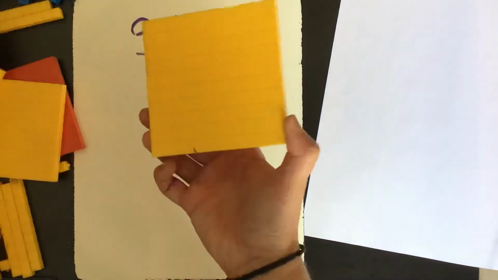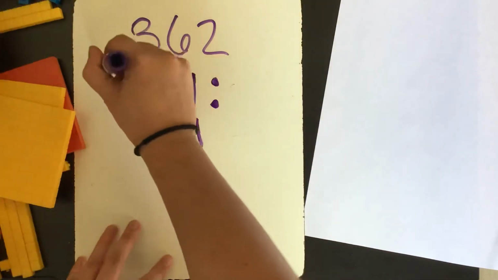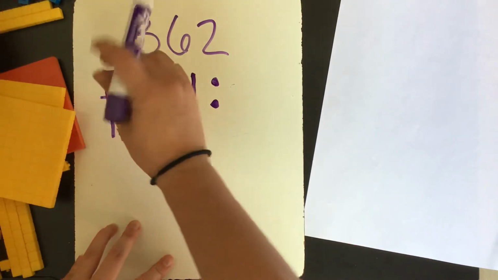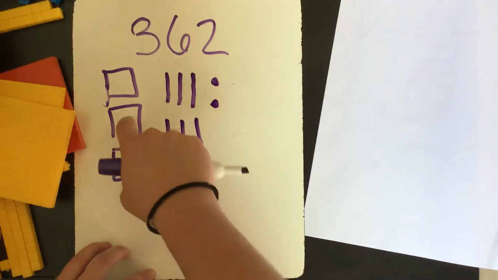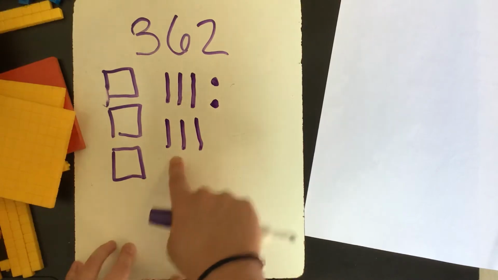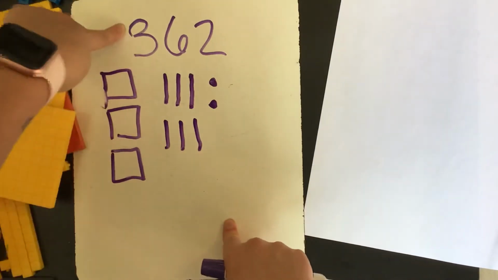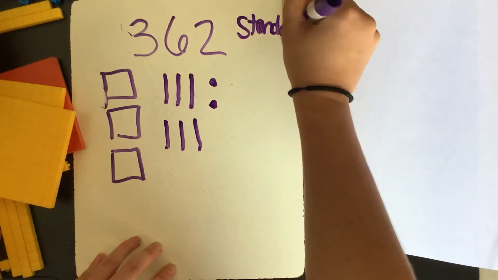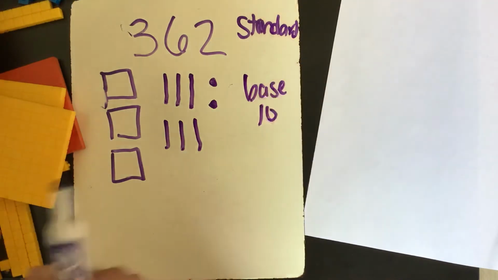Hundreds looks like a square. So I'm going to draw a square. So I've got 100, 200. That was a little sloppy. 300. So I have 1, 2, 300, and 1, 2, 3, 4, 5, 6, 62. So I just took this number that is in standard form and wrote it in base 10 form.